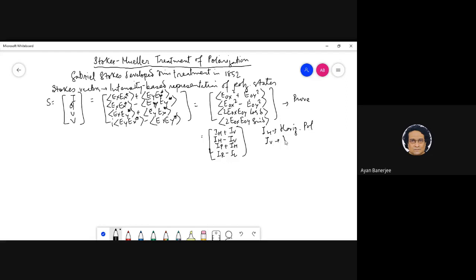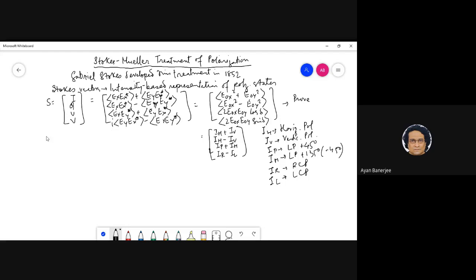IV is vertically polarized. IP is linear polarization at plus 45 degrees. IM is linear polarization at plus 135 degrees or minus 45 degrees. IR is RCP, and IL is LCP. Now, directly from here, I think it is okay.